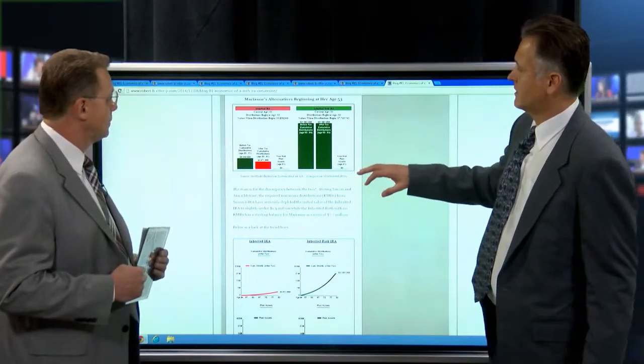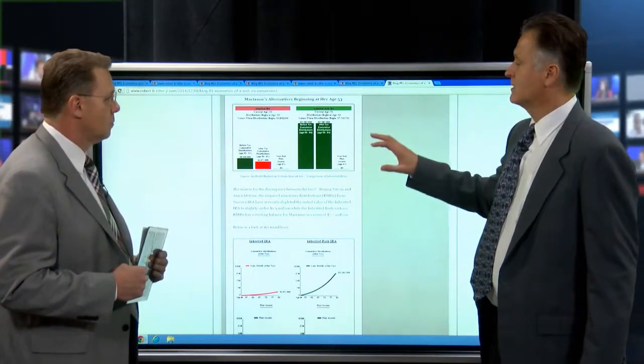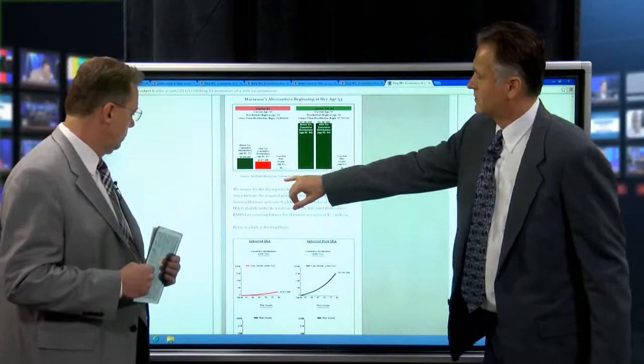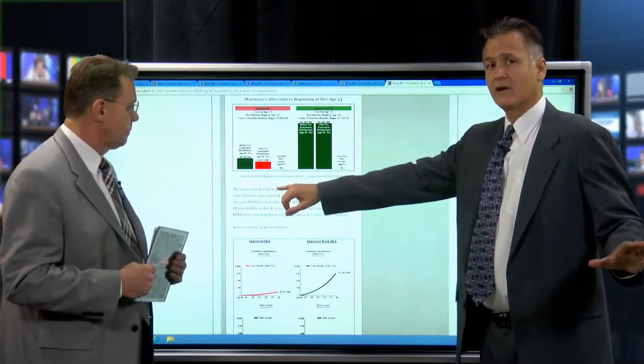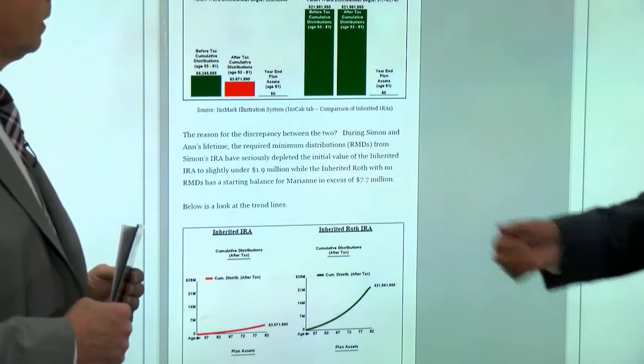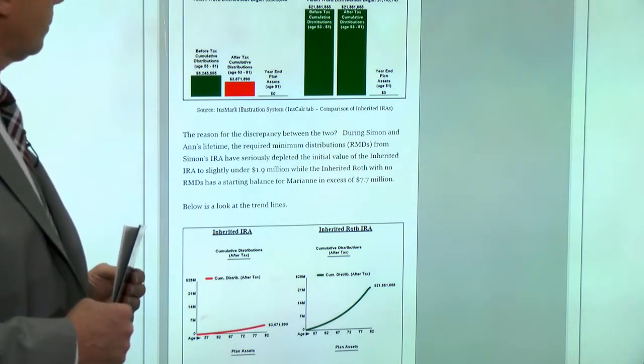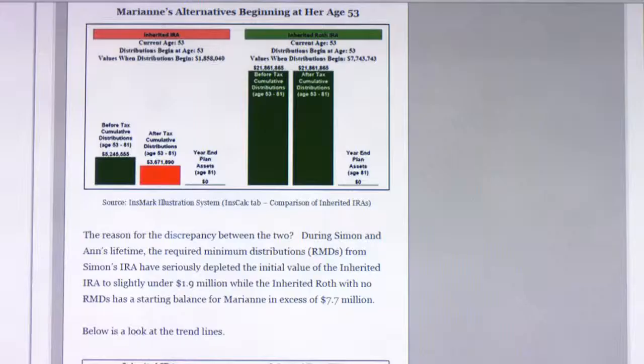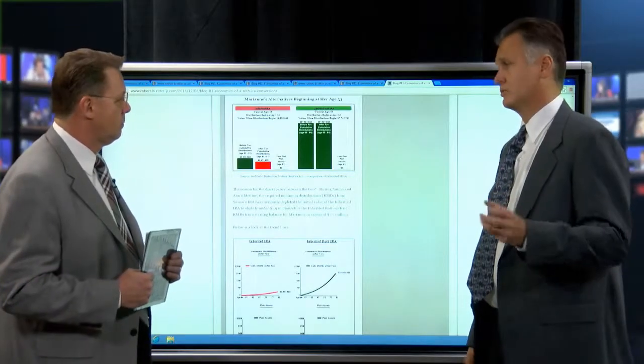And here you can see, you'd have to study these numbers, but the value to the heirs, if we just leave the IRA alone, was $3.6 million of distributions over time after tax. The value of converting to the Roth and then naming the heirs as the beneficiaries of the Roth is almost $22 million. So it's really incredible for intergenerational planning.